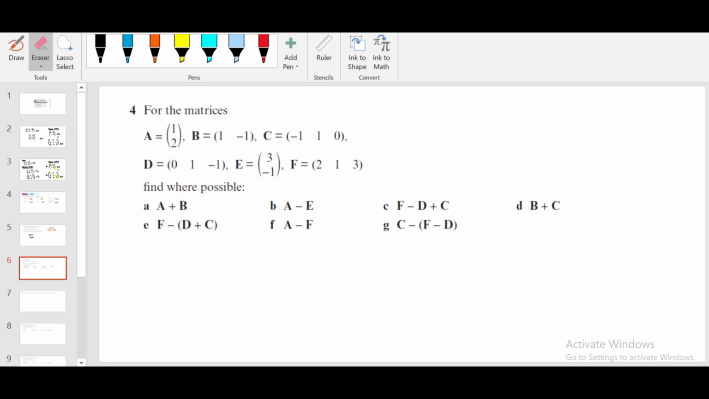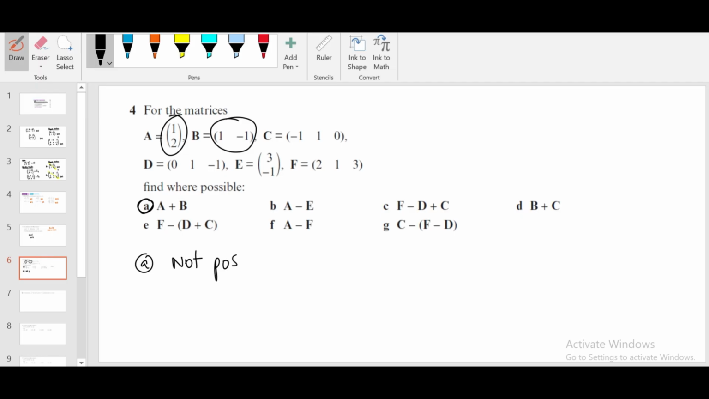Question number 4 now. When it comes to adding or subtracting 2 matrices, you can do that if they are of the same size. Otherwise, you cannot do it. For example, A plus B, is that possible? A plus B is not possible. Look at this one. These 2 are of different size, right? So for the first one you need to write not possible.